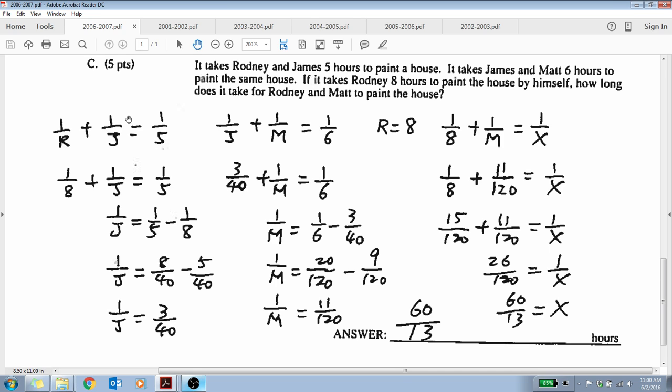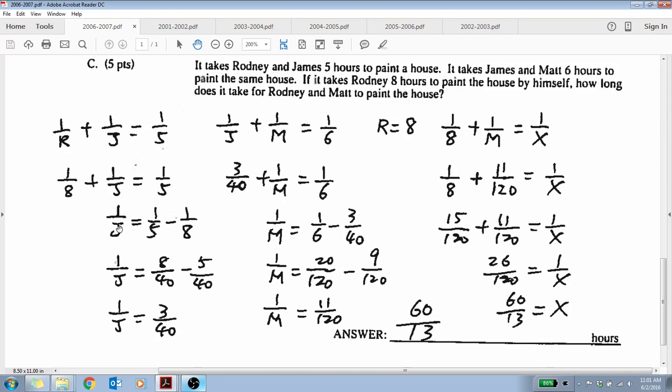Starting, working from left to right, I have Rodney's time. It says it takes him 8 hours to paint the house by himself. So it's going to be 1 over Rodney's time, or 1 over 8, plus 1 over J equals 1 over 5. Now I can solve this for, actually keep it as 1 over J, because over here you see you're going to want it as 1 over J as well. So we don't really need to solve for J, but we want to solve for 1 over J. It's going to be easier.